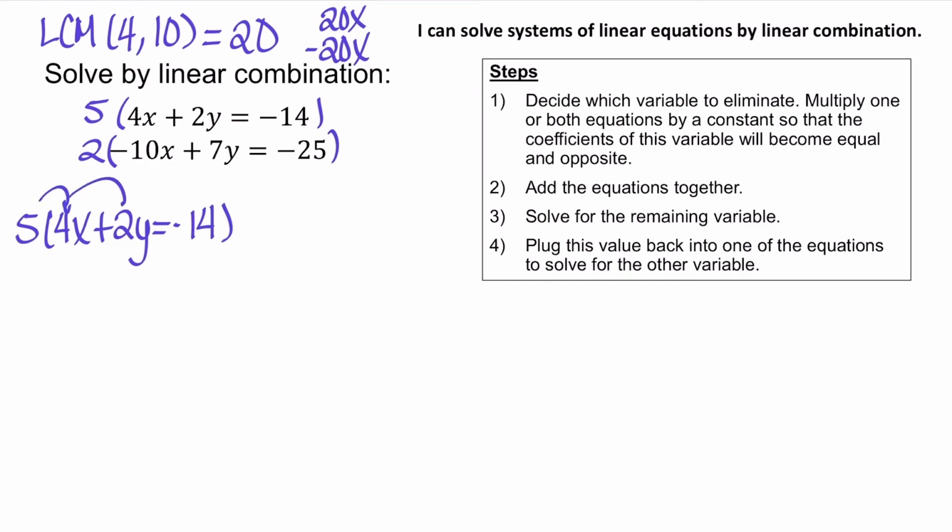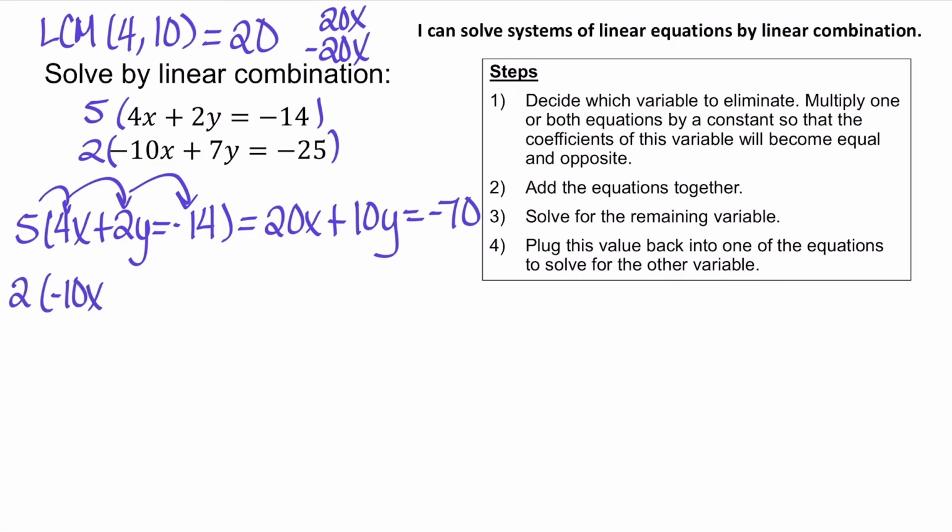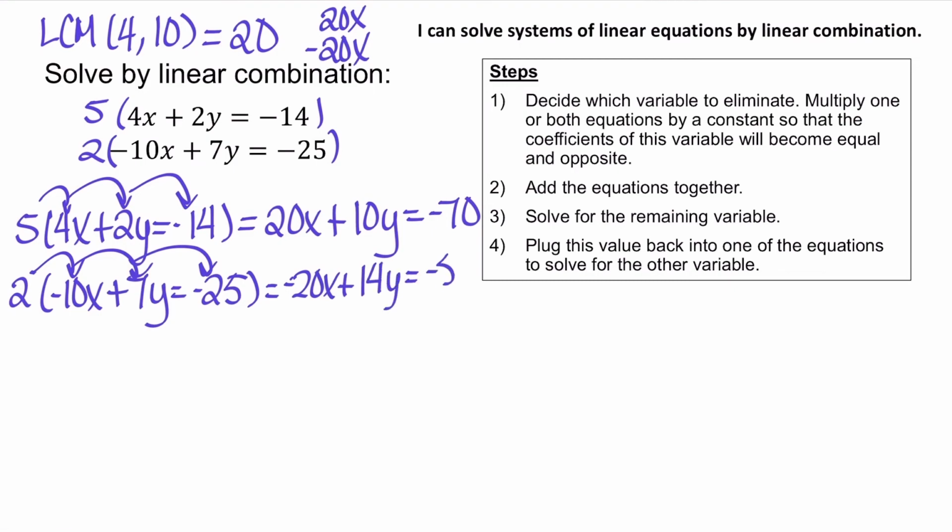So I'm going to multiply everything up top by 5, which gives me 20x plus 5 times 2, which is 10. So 10y equals, and then we have negative 14 times 5, which is negative 70. My second equation, now I have 2 times negative 10x plus 7y equals negative 25. So when I multiply every single term by 2, I end up with negative 20x plus 14y equals negative 50.